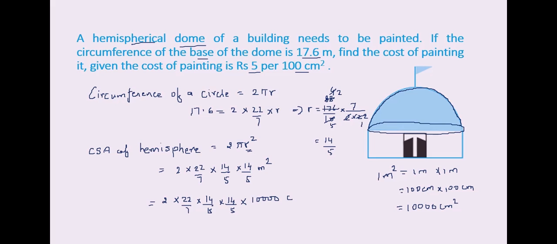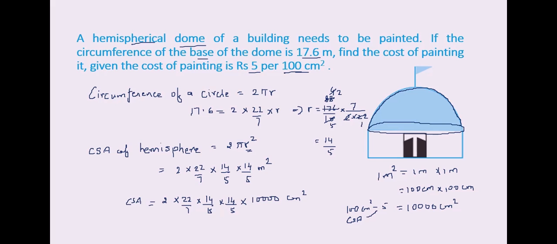This will now become 2 into 22 upon 7 into 14 by 5 into 14 by 5 into 10,000 centimeter square. Now the cost of 100 centimeter square is 5 rupees. So 100 centimeter square is 5 rupees. So this area, CSA, will be how much?